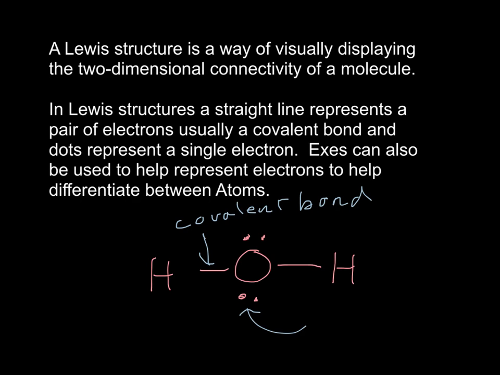A lone pair of electrons can be represented by two dots. A single dot represents a single electron. You'll also see me use X's to represent single electrons. The different elements and atoms themselves are represented using their elemental symbols.